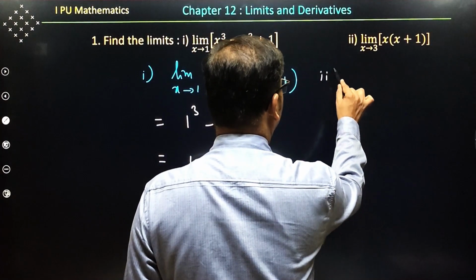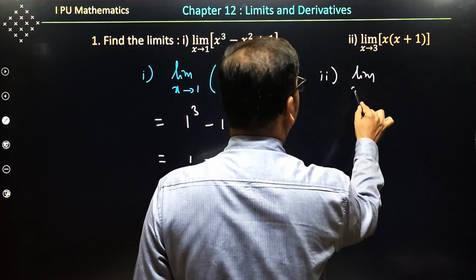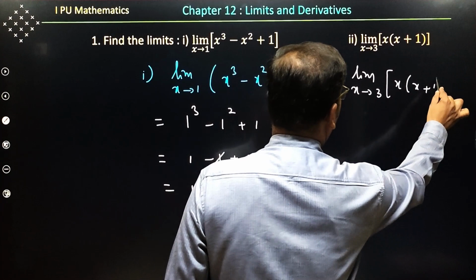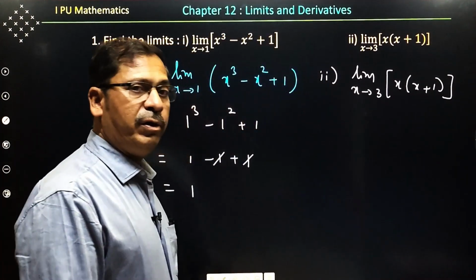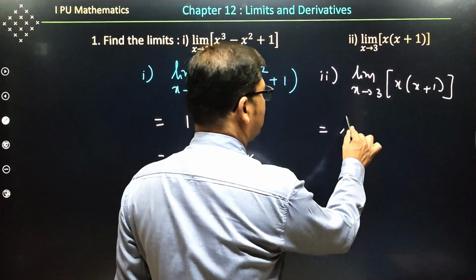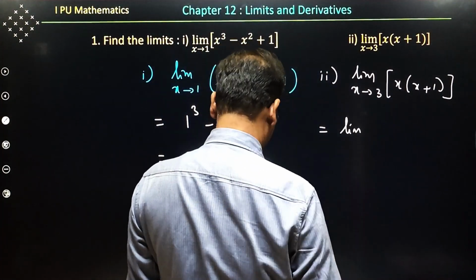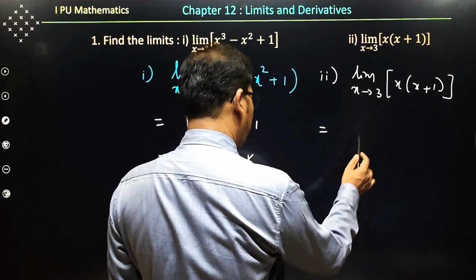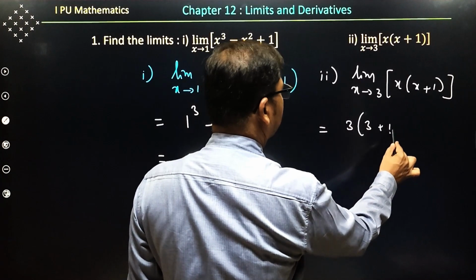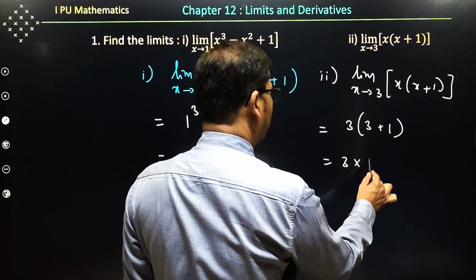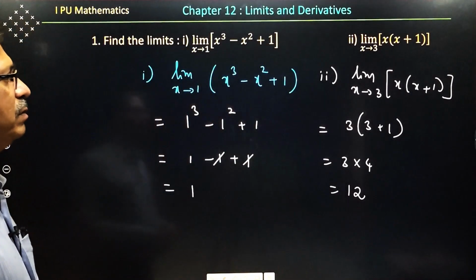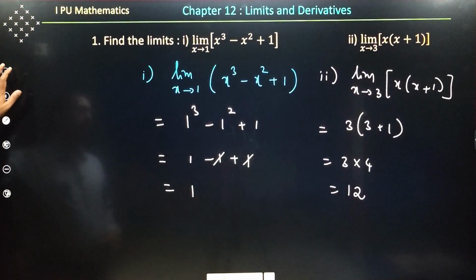Let us take the next example, the second one. Please concentrate here. Limit x tends to 3 of x into bracket x plus 1. Wherever x is there, you substitute x equal to 3. I would like to evaluate directly, so take 3 into bracket 3 plus 1. So 3 into 4, value is 12. I hope you followed the solution. Both can be directly evaluated here.